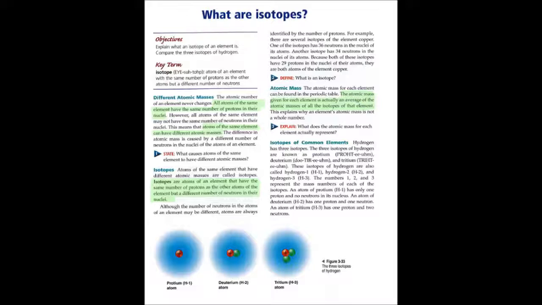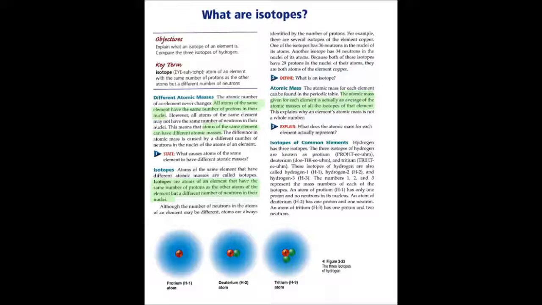Atomic mass. The atomic mass for each element can be found on the periodic table. The atomic mass given for each element is actually an average of the atomic masses of all of the isotopes of that element. This explains why an atom's atomic mass is not a whole number. 3. Explain. What does the atomic mass for each element actually represent?